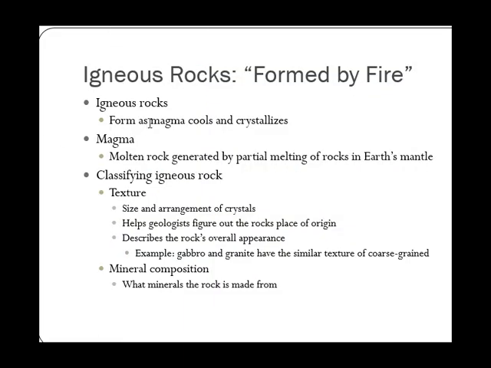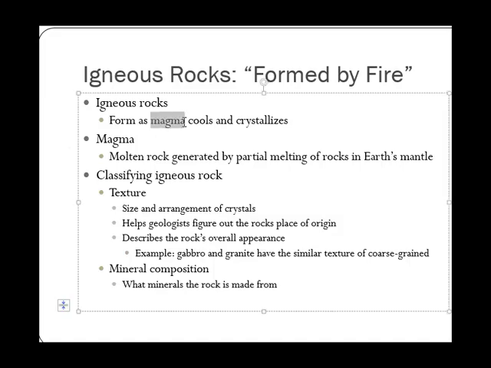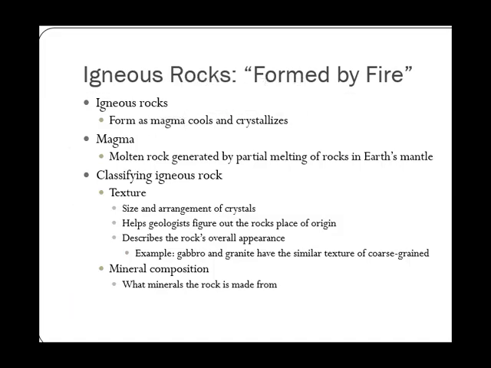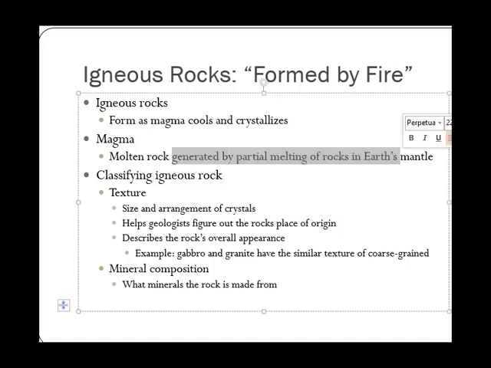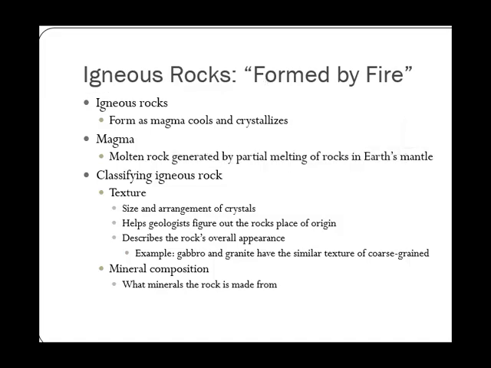Igneous rocks are formed as magma, which is really another word for lava. Magma is below ground, lava is above ground, but it's the same idea. Those really, really hot rocks that are melted. Molten rock is generated by partial melting of the Earth's mantle. Deep beneath the ground, you have really hot areas where the plates rub against each other. You have tremendous heat that's generated, and then when they refreeze, they become igneous rocks.